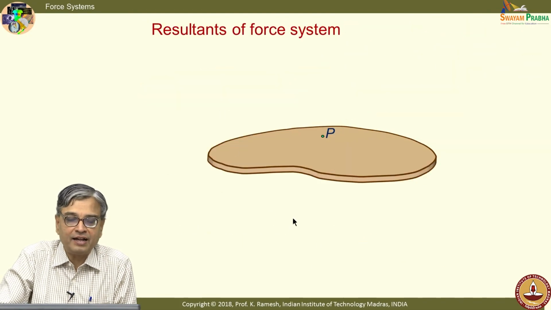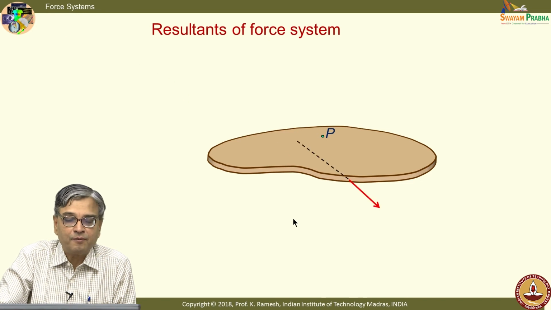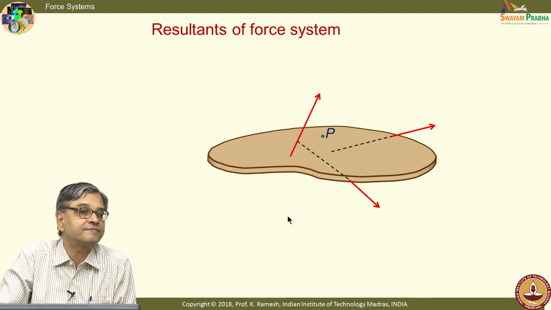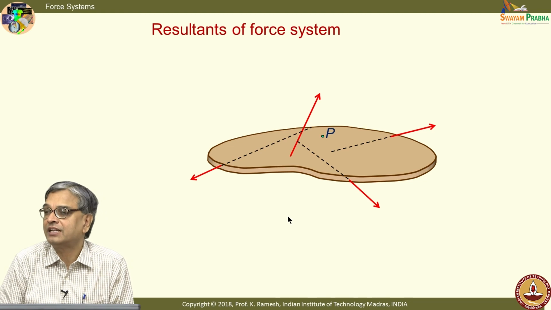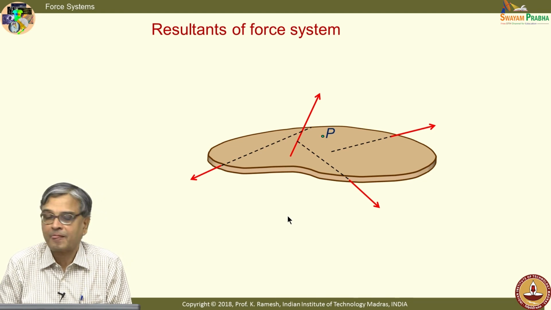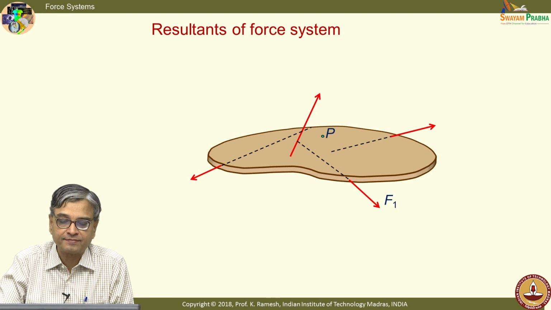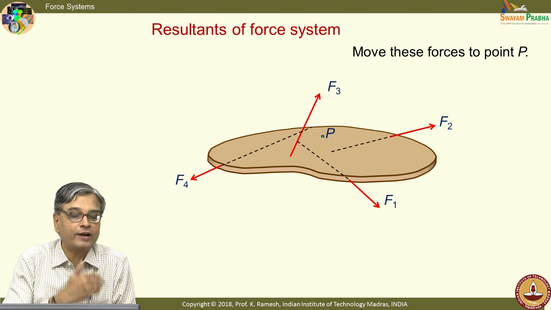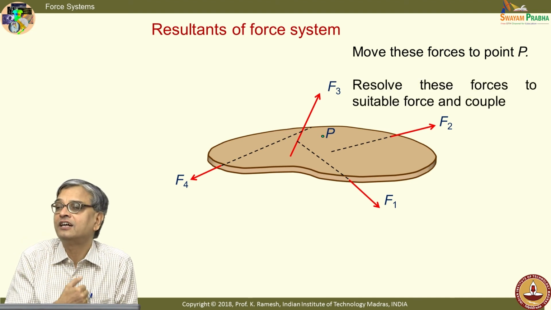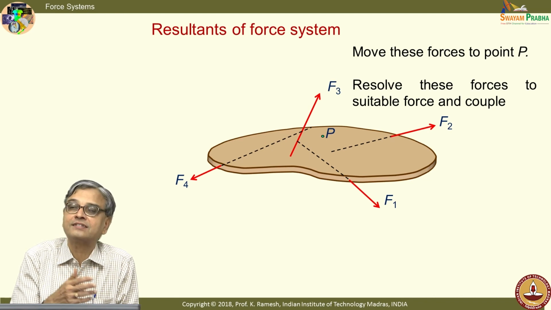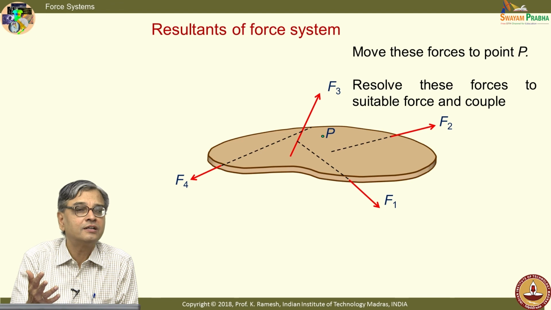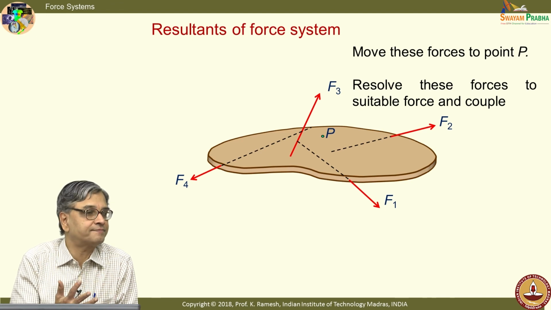So, now I have a trick. I have a body with forces acting in different directions. They do not have a common line of action. They do not meet at a point. I have multiple forces, F1, F2, F3, F4 like this. How do I find the resultant of these forces? Because both in statics and dynamics, you have to find the resultant force acting on the system.